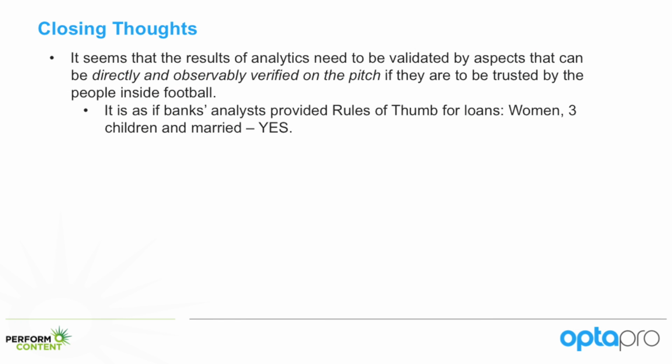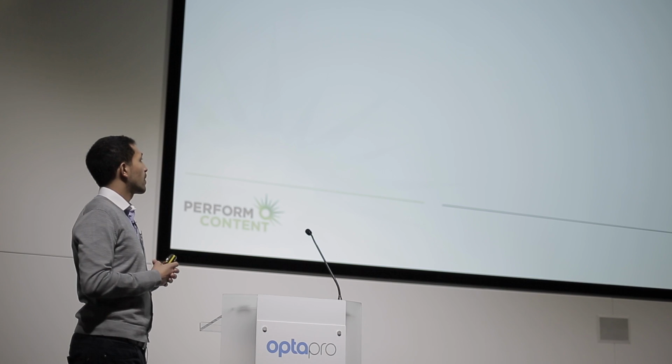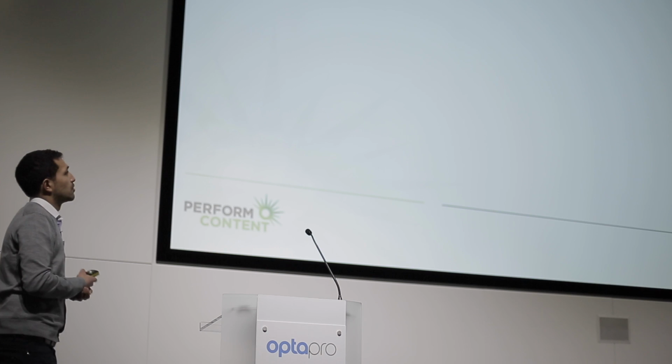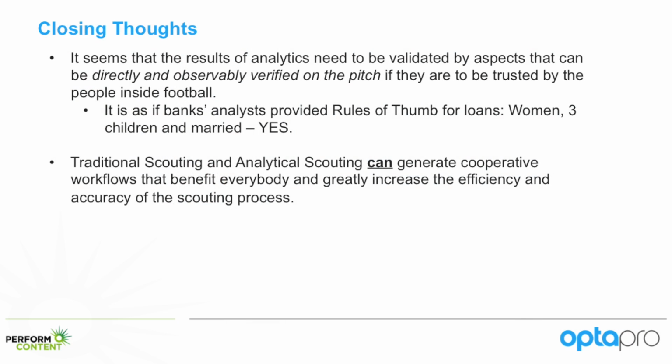So again, going back to the bank example, bank analysts provided rules of thumb using a small amount of the variables that they have available, and they say, give a loan if it's a woman, 3 children, married, yes, otherwise no. And I don't think bank analysts would be too happy about this because they're missing out on so much information. They're missing out on huge amounts of data that's been amassed for them to make the decision making better. Ultimately, I would say you have to trust math to do its job.